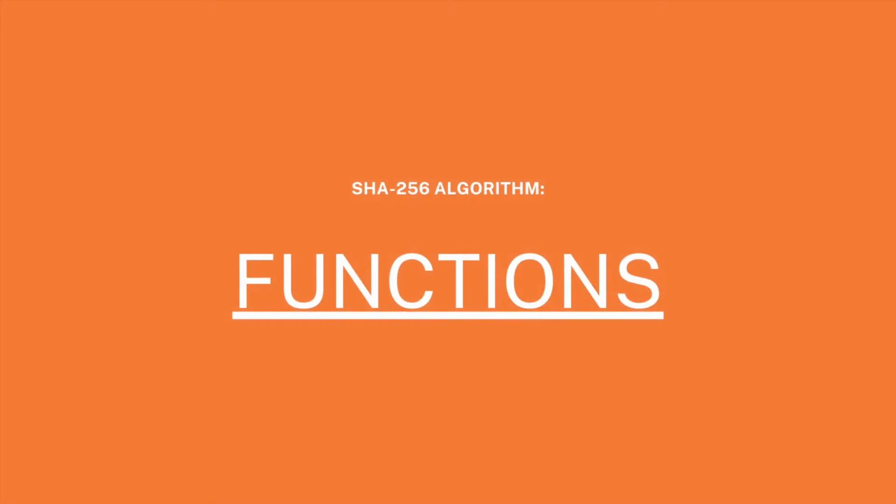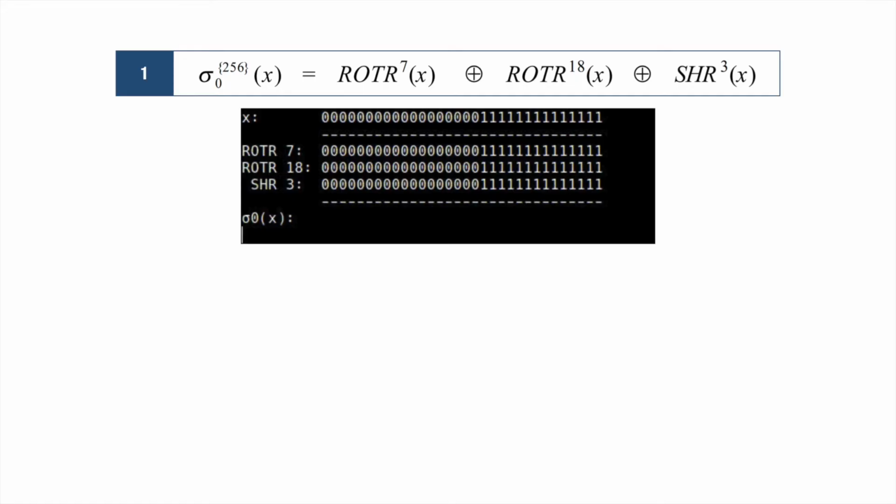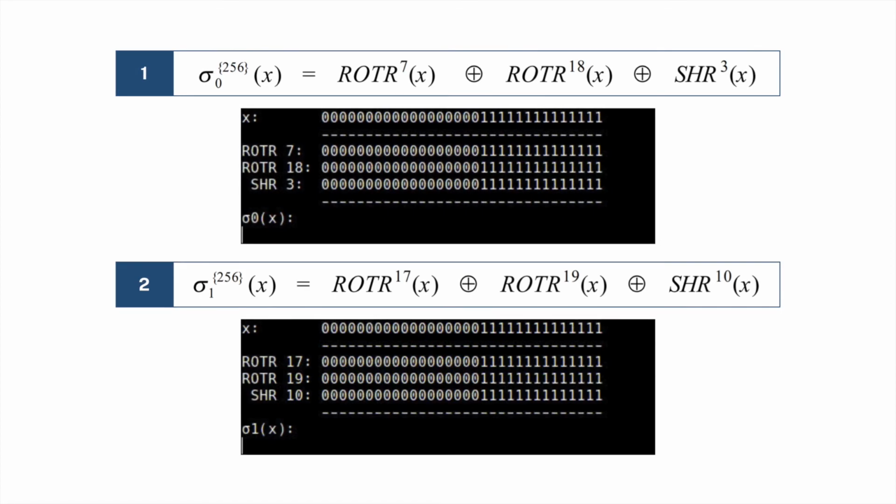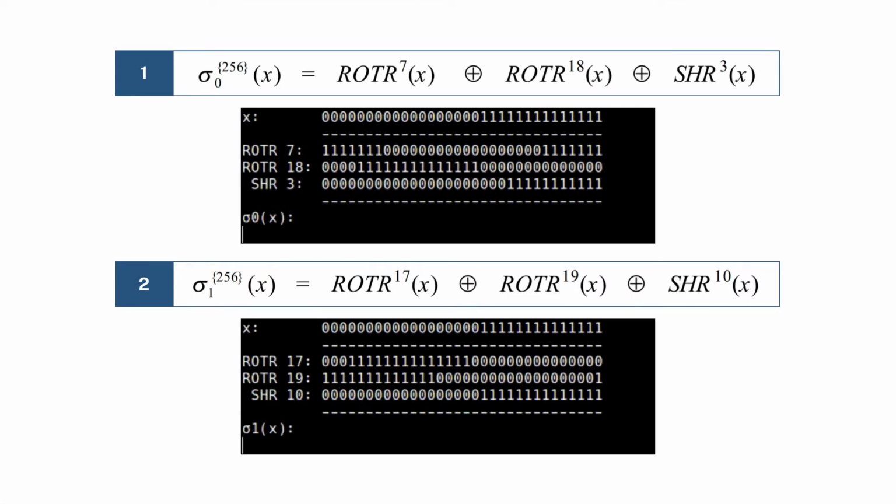Now that we're done with the operations, let's discuss the 6 logical functions used by SHA-256. First is the lowercase sigma 0 function, which takes one 32-bit word, performs the rotate right on that word for 7 and 18 number of positions, and the shift right operation for 3 positions, and then XORs each of the results together. The next 3 functions all operate the same as the first one, except that the number of positions of every operation in each function is different. For lowercase sigma 1, it takes a single 32-bit word, rotates right by 17 and 19 positions, and shifts right by 10, and then XORs the results together.